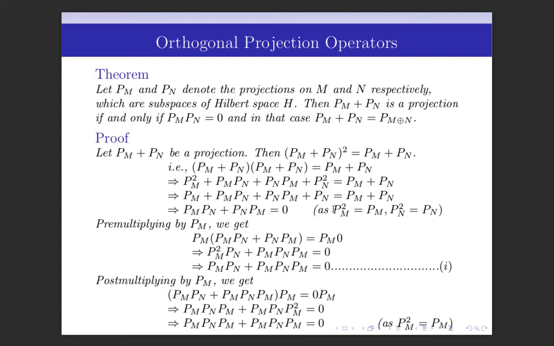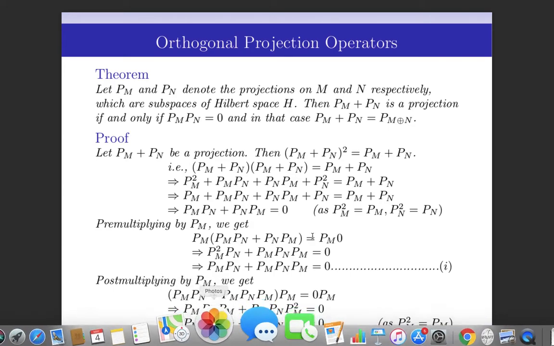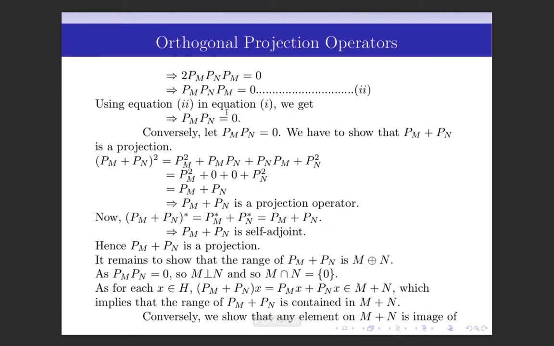Pre-multiplying by Pm in this expression, we get Pm square Pn plus Pm Pn Pm is equal to 0. Here 0 is the null operator. Since Pm square is equal to Pm, we have Pm Pn plus Pm Pn Pm is equal to 0. Post multiplying by Pm in this expression, we get Pm Pn Pm plus Pm Pn Pm square is equal to the null operator. And since Pm square is equal to Pm, we have 2 times Pm Pn Pm is equal to 0. That is, Pm Pn Pm is equal to 0.